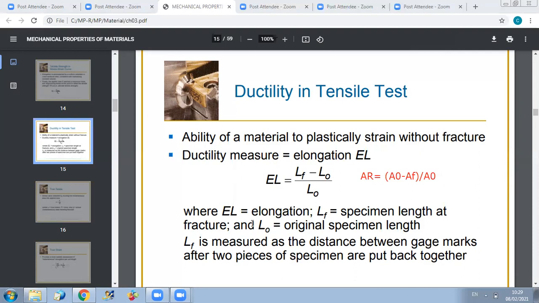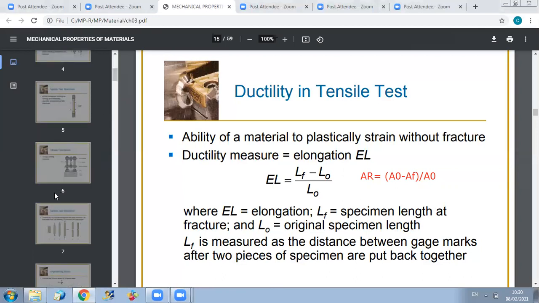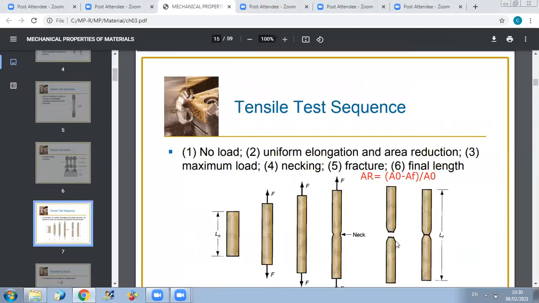Now, in case we are using the elongation measure, L final will represent the distance between gauge marks after the two pieces of the specimen are put back together. So if you go back to the figure here, just after rupture, you will have two parts. You will put them close to each other, and in this way you can measure the final length, which will allow you to calculate the elongation, which is L final minus L0 over L0.